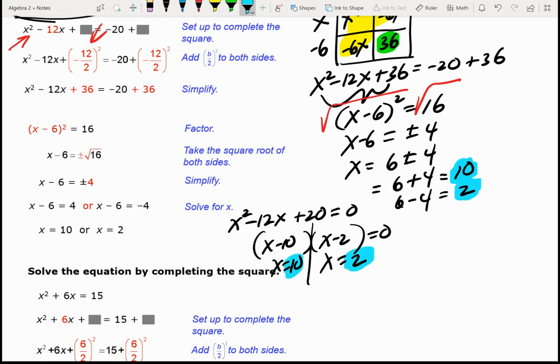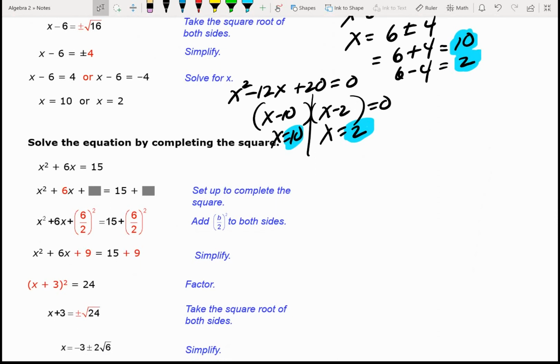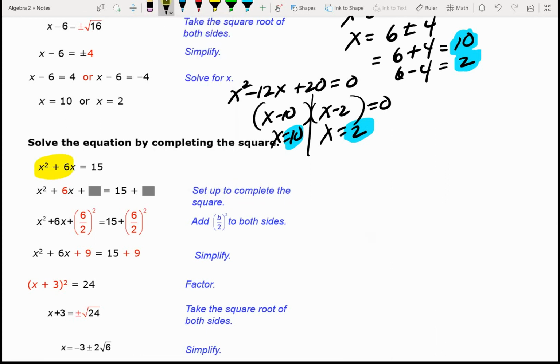Life is easy when you can factor, but most times you can't. So we complete the square. Let's look at the next example. So here we have x squared plus 6x equals 15. The quadratic term and linear term are on the left. The constant is on the right.